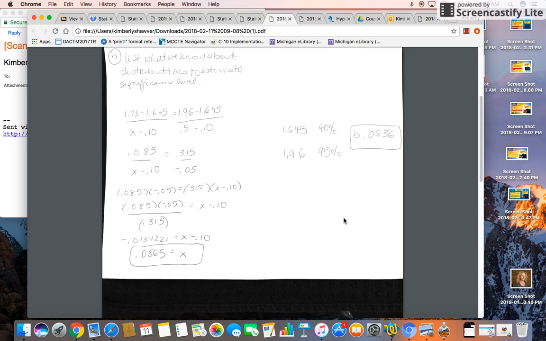I didn't try working it the other way, where instead of going this way, I could have said 1.96 minus 1.73 and then said 0.10 minus x. I could have done it that way too, but I don't really think it matters all that much. So I'm calling these close enough.